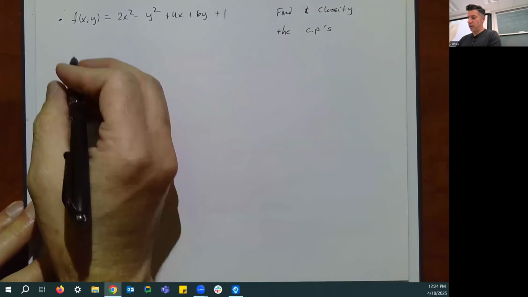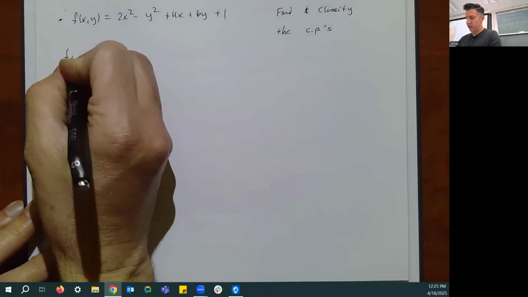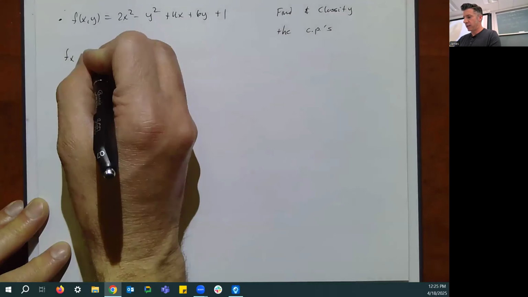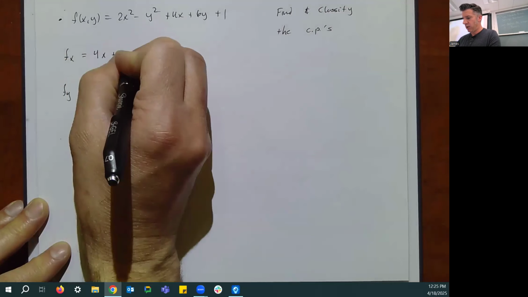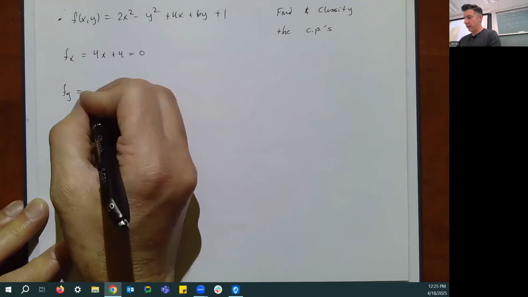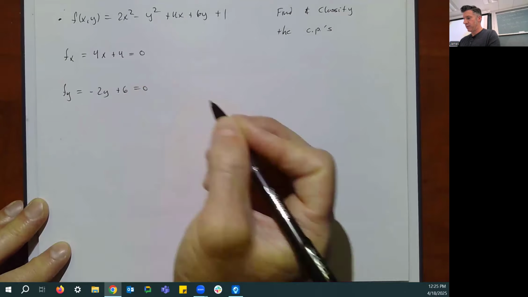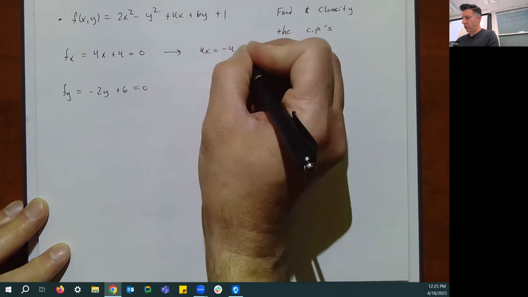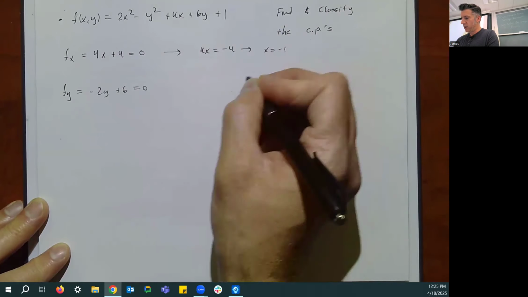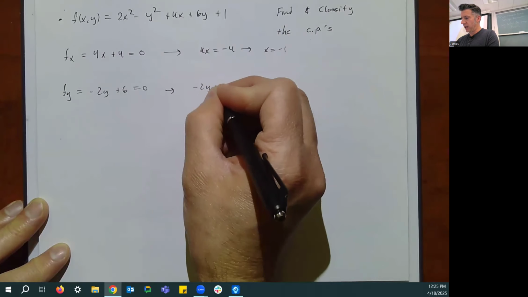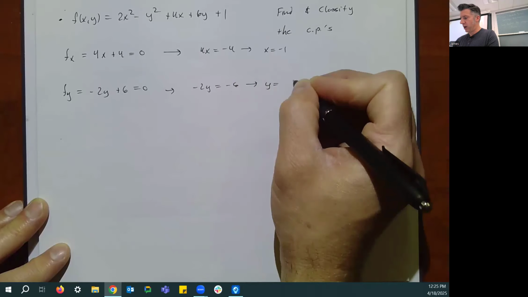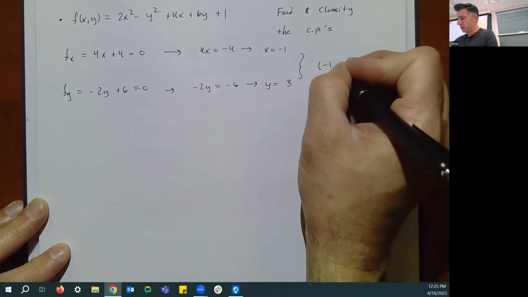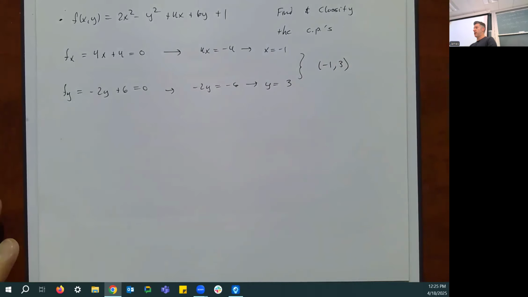Taking the partial with respect to x and the partial with respect to y and setting them both equal to 0, we get for x, 4x plus 4 equal to 0. With the partial with respect to y, negative 2y plus 6 equal to 0. So here we get 4x equal to negative 4, or x equal to negative 1. Here we get negative 2y equal to negative 6, or y equal to 3. These two things together give us only one critical point: x is negative 1 and y is 3.